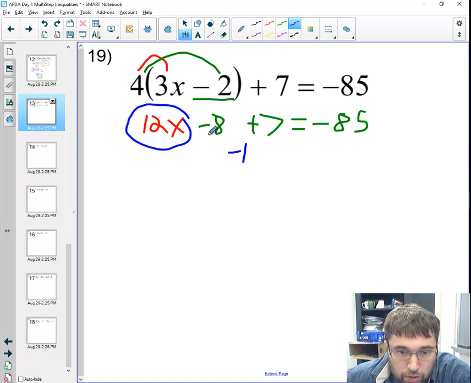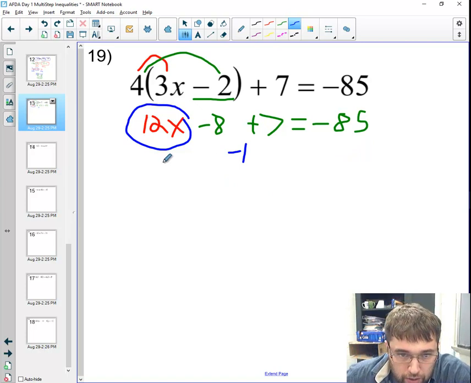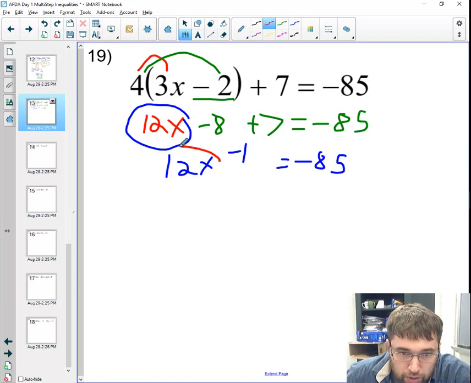And I can rewrite if I want to, but I'm still taking care of the hater because it's still outside the circle, so I'm going to add 1 to both sides. If that didn't make sense, what we're doing here is we're combining this, so we bring down the 12x. Minus 1 equals negative 85. So we circle the variable, take care of the hater. The hater is the negative 1, so we add 1 to both sides.